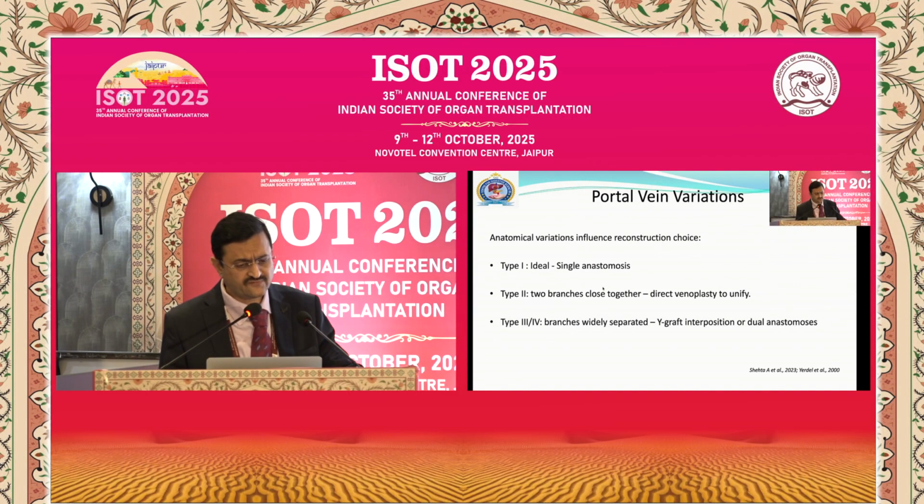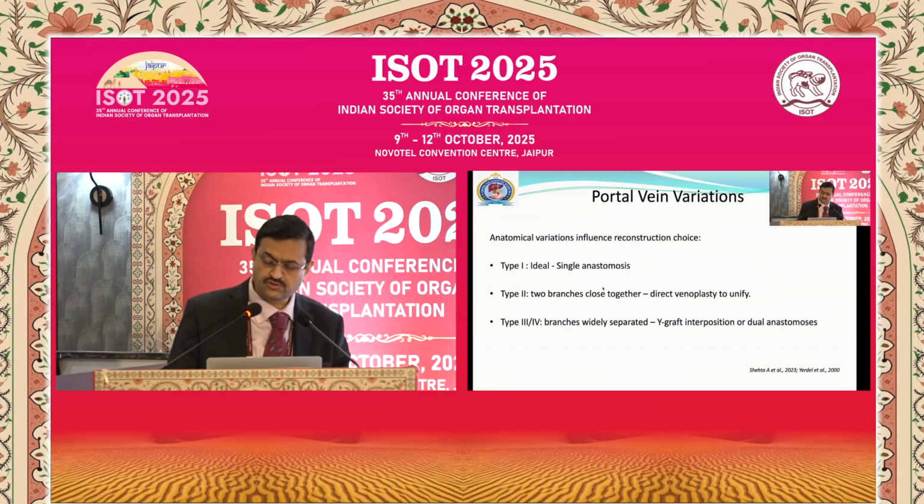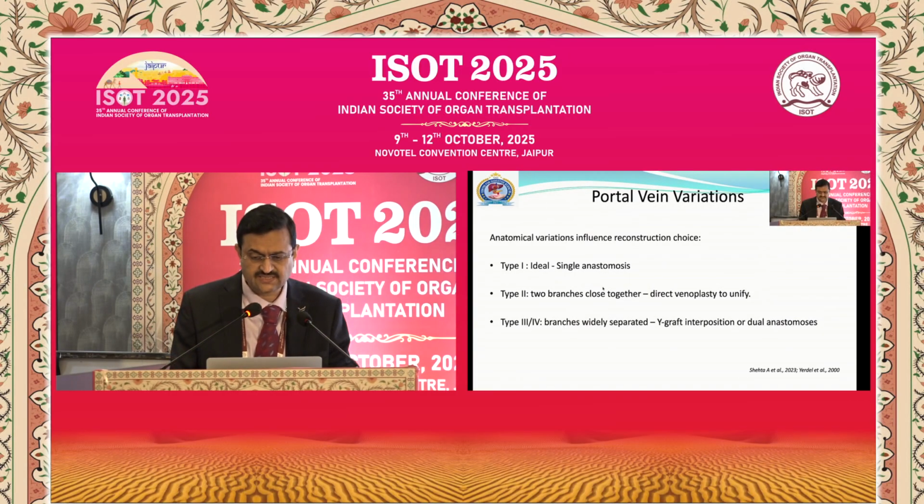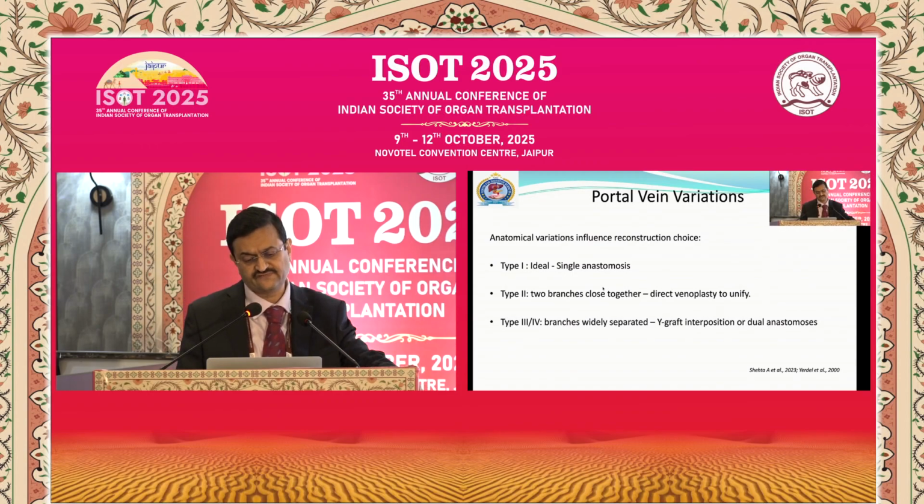So there are various portal vein anomalies. The initial type A portal vein, where you have a single vein, you can perform a single anastomosis, and that is what we would all prefer. But many a times you can get 2 branches. So what you can do here is bring them together, do a direct venoplasty, and then take a call whether you have got sufficient length. You can either extend the length or you can directly anastomose that.